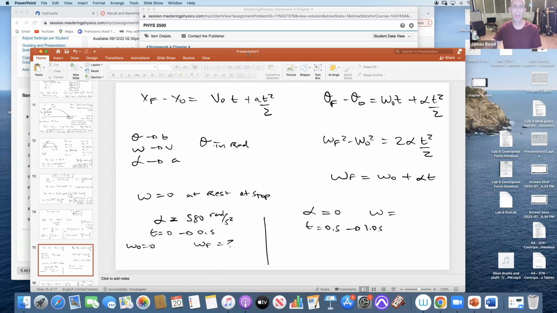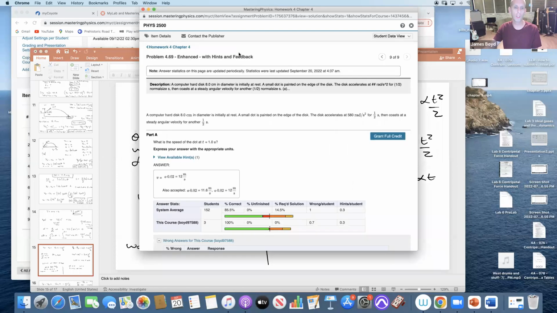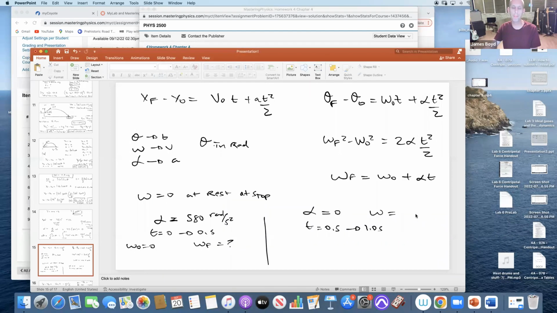Whatever speed we find here will be the speed for here. For the second half of the time, it just stays at whatever constant omega. Now, omega final is omega initial plus alpha t. This is 0, alpha is 580, t is 0.5. Half of this is 290. And we did do this in class.